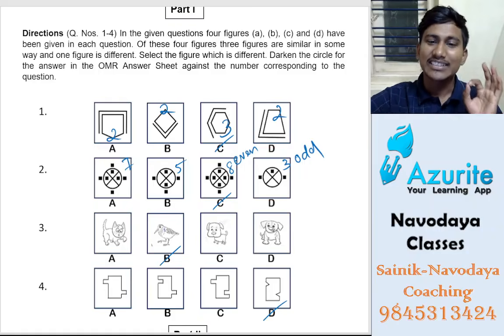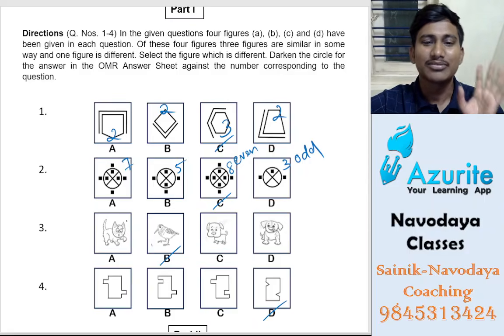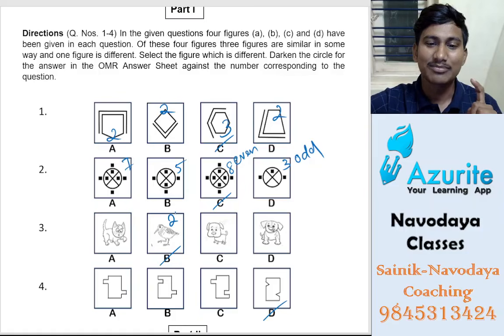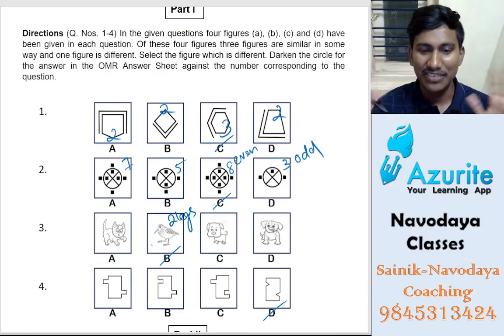So here, this is a bird. It has only 2 legs. All the others have 4 legs, and also the bird flies, right? The bird flies, that is why it is different.